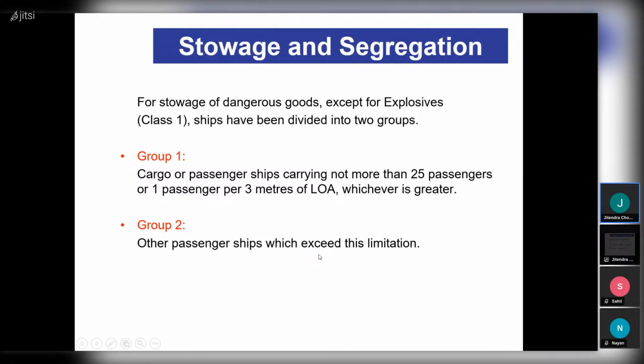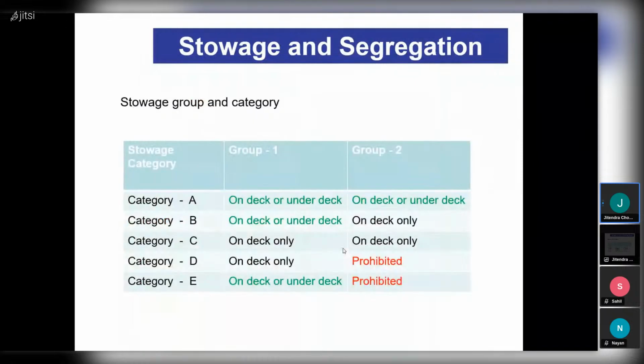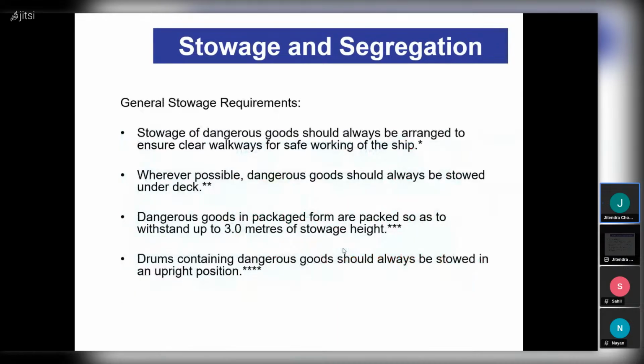In group 1 you should not exceed the limitation of 1 passenger per 3 meters of length overall in a ship, or 25 passengers, whichever is less or greater. So category A, group 1 is on deck, applicable to on deck cargoes and under deck cargoes. Group 2, on deck or under deck. So which category you can load on deck and under deck is as per the storage and segregation category.